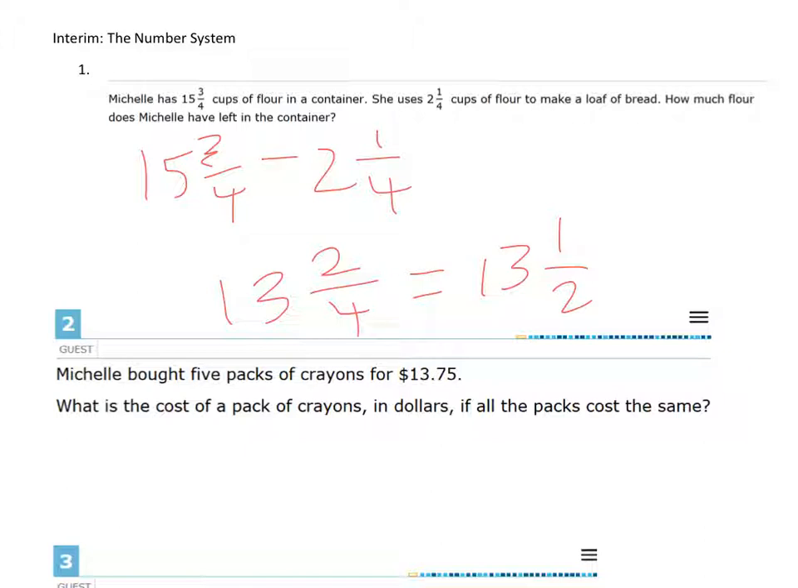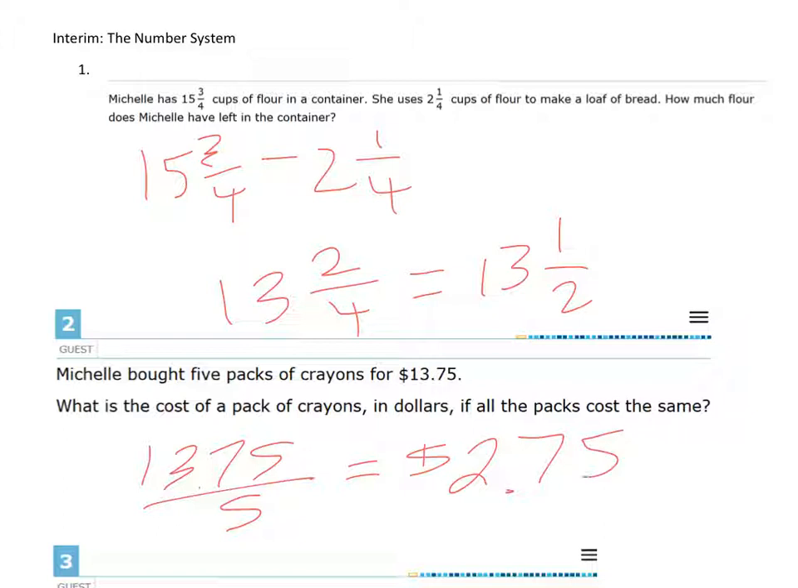For question 2, Michelle bought 5 packs of crayons for $13.75. What is the cost of a pack of crayons in dollars if all the packs cost the same? So we're going to take the $13.75 and we're going to divide by 5. And once we do that, we end up with $2.75 per pack.